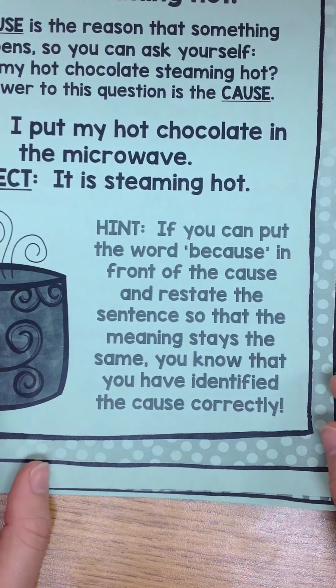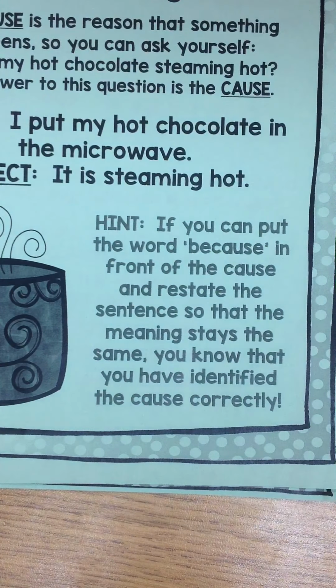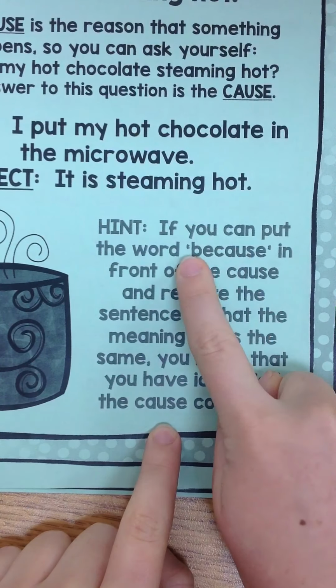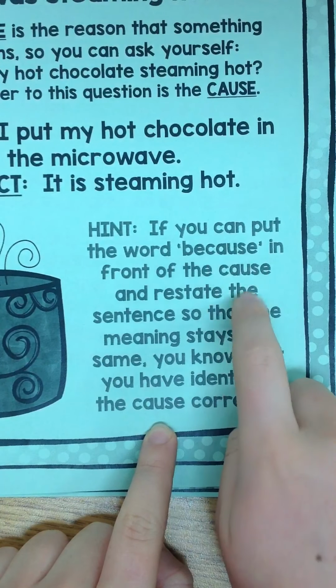Here's something that's super, super helpful in my opinion. A hint: if you can put the word because in front of the cause and then restate the sentence so that the meaning stays the same, you know that you've identified the cause correctly. Which kind of helps, because because and cause always come together. So let's look at an example of that.